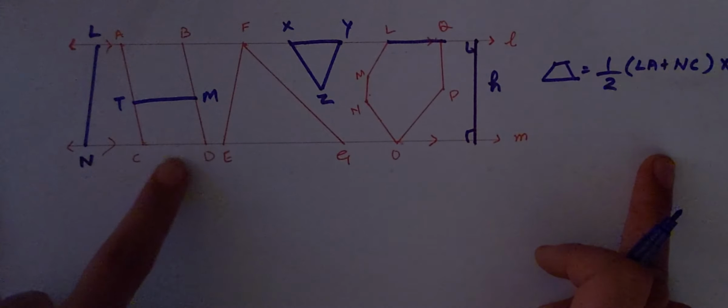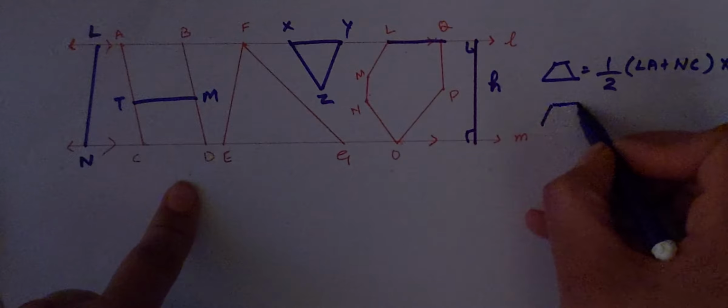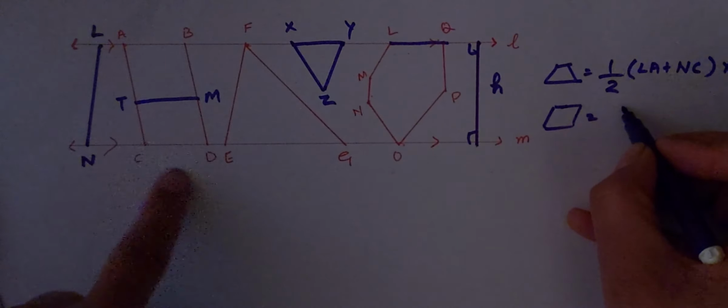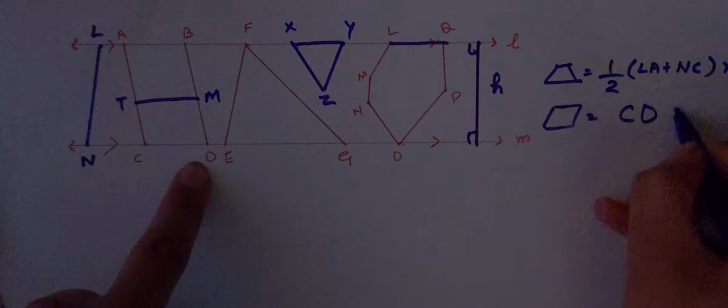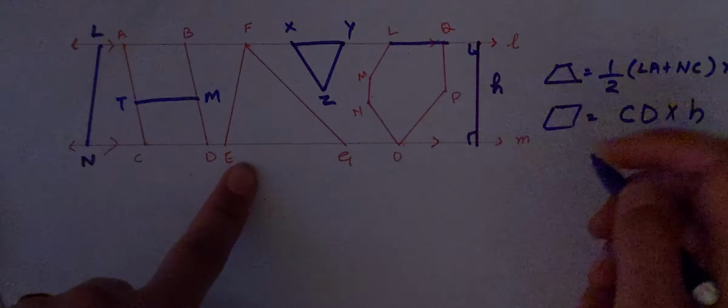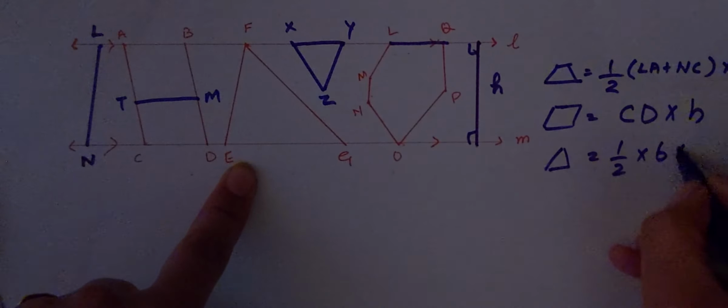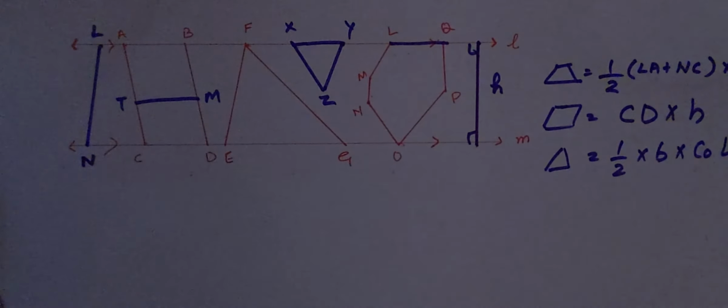Okay, and how do we find the area of this parallelogram ABCD? It's going to be base into corresponding height, that means CD into H. And this triangle is going to be half into base into corresponding height. So their formulas are entirely different.